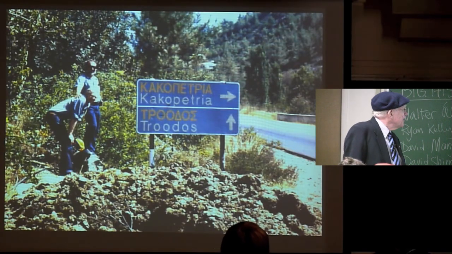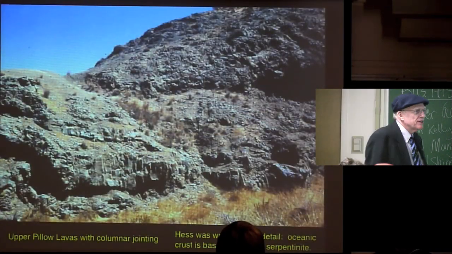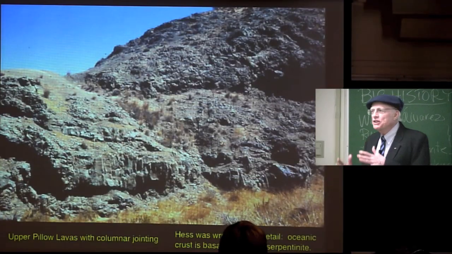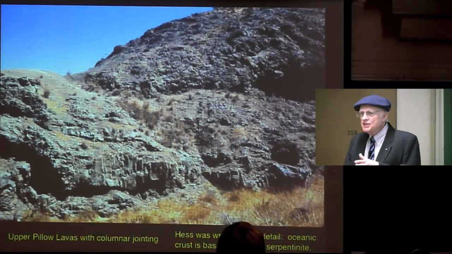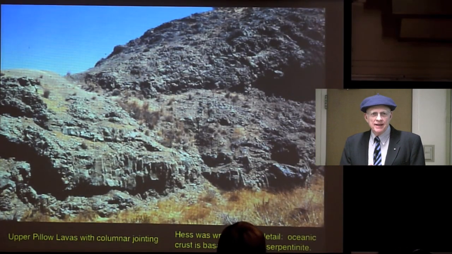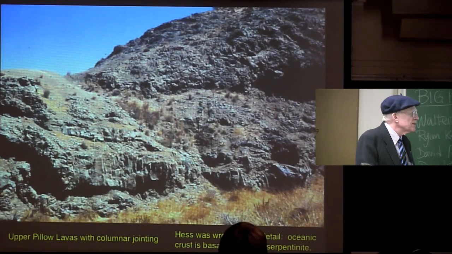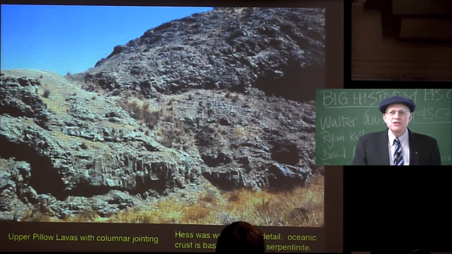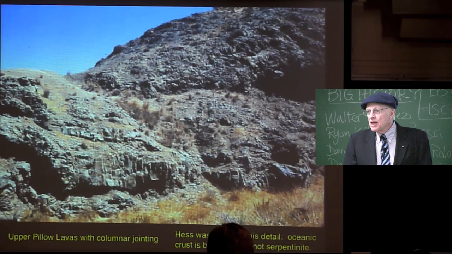But we carried on up, and we started to come across things which were ancient ocean crusts, but they were not serpentine. They were not that green, shiny, blue-green stuff that you see in California. They were basalt, lava, old lava.